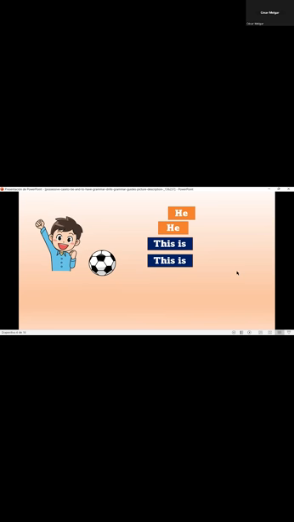This is your kite. Whose kite is this? ¿De quién es? Your. This is your kite. Okay.